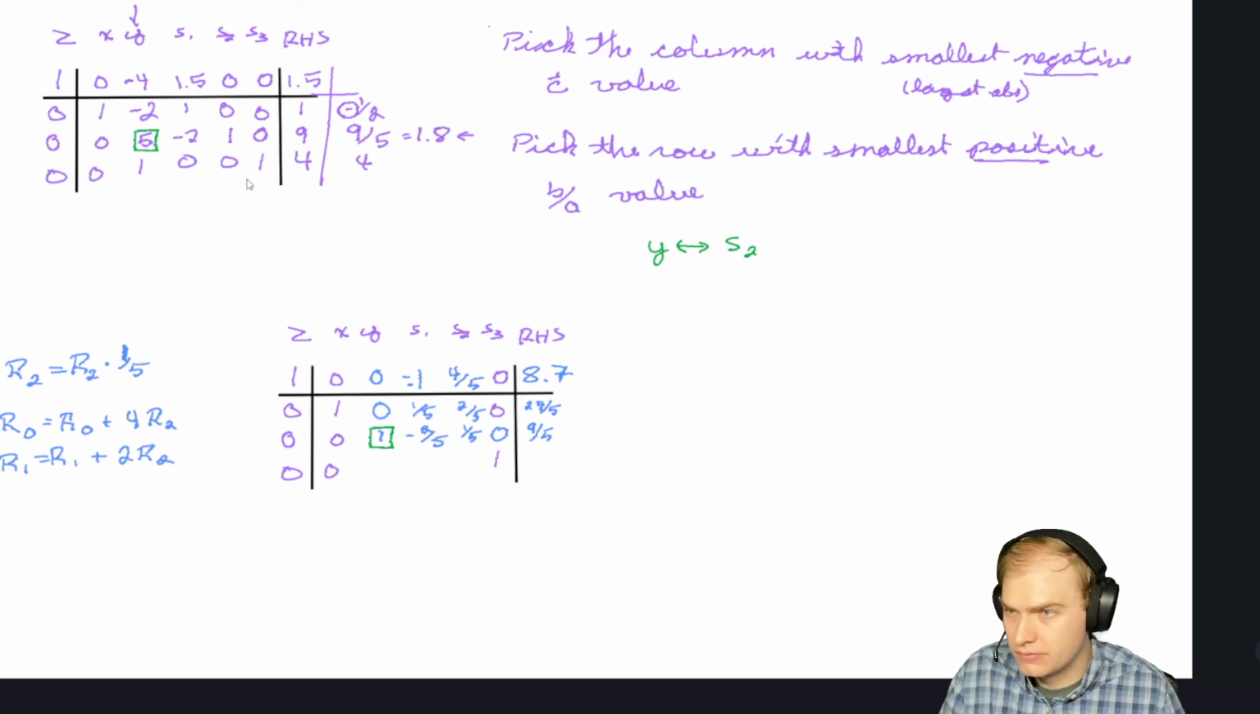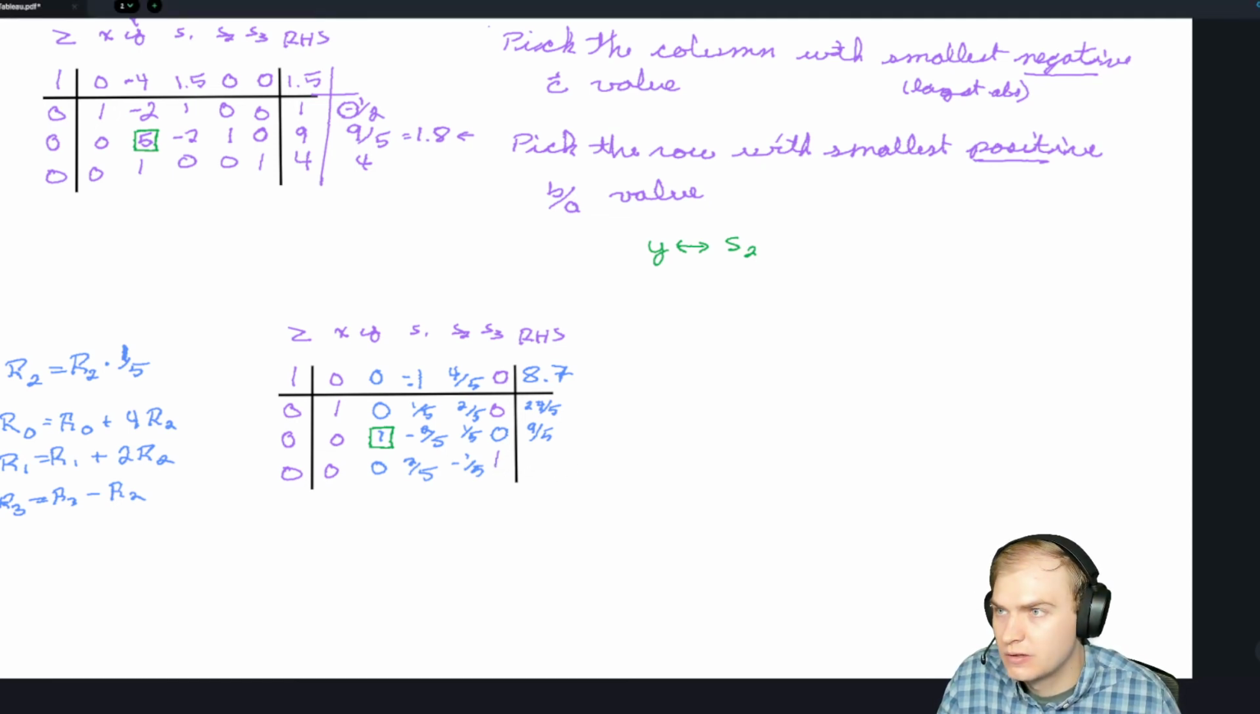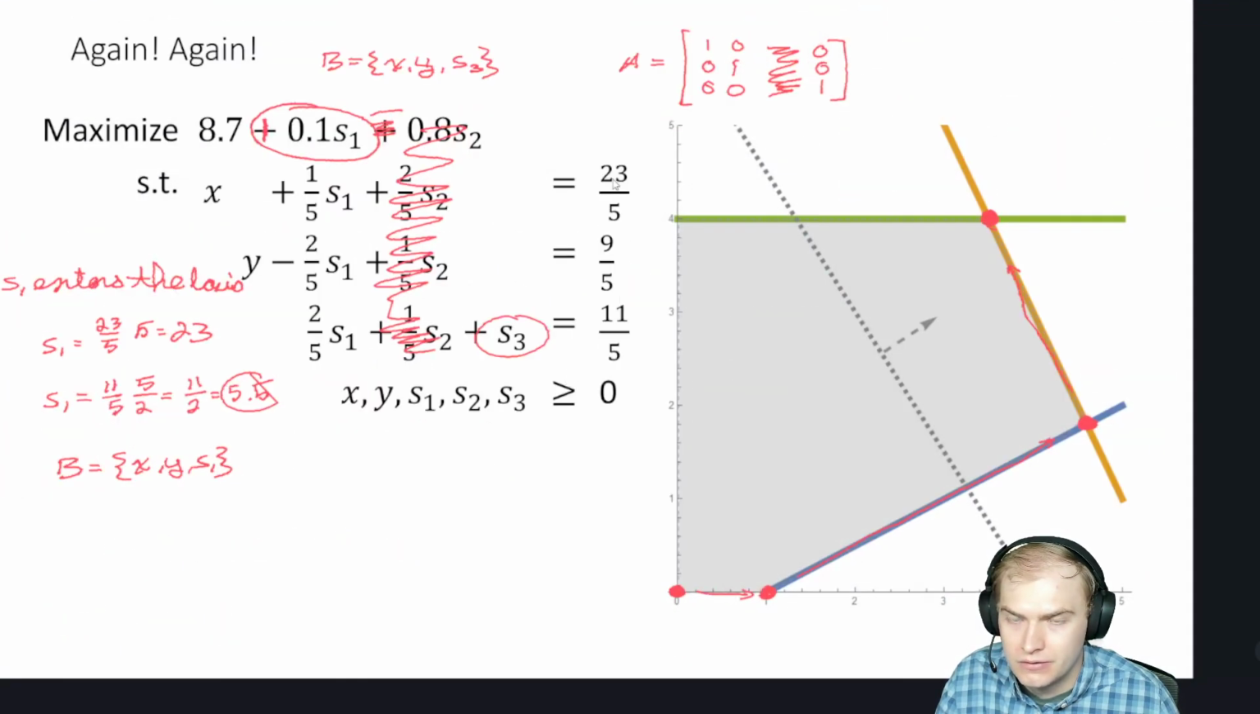And then finally, row 3 equals row 3 plus, no, minus row 2. 0, 2/5, negative 1/5. The 0 stays the same. 4, I'm going to peek back. 23/5, so somewhere along the line I missed something there. And 11/5.